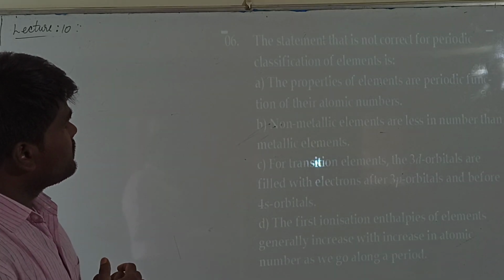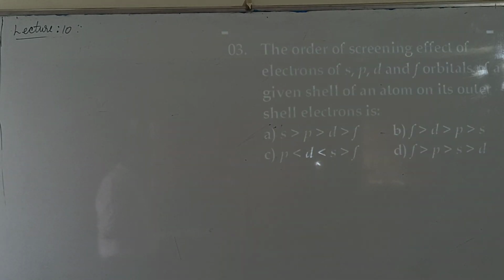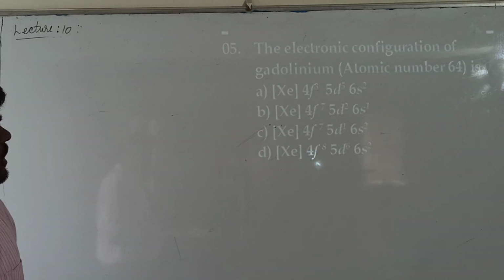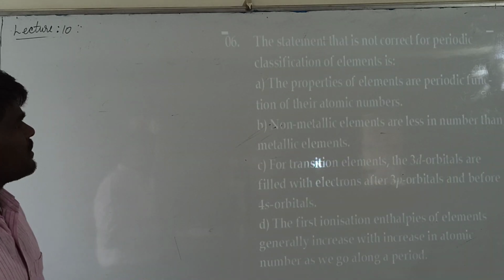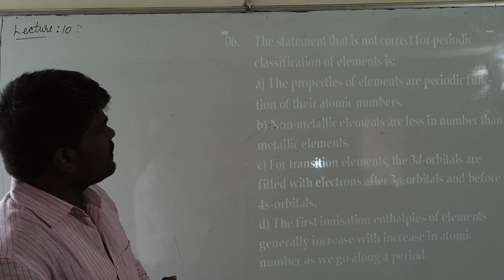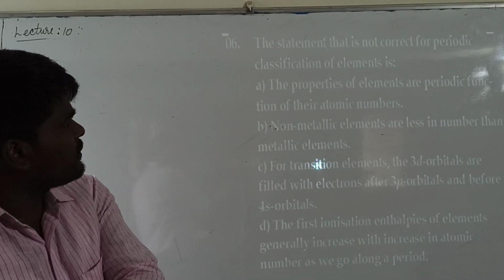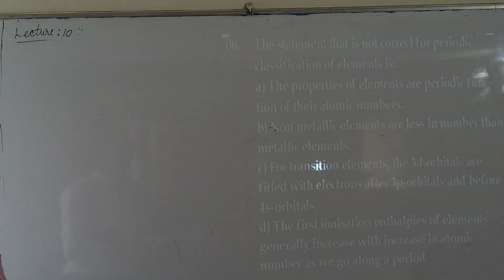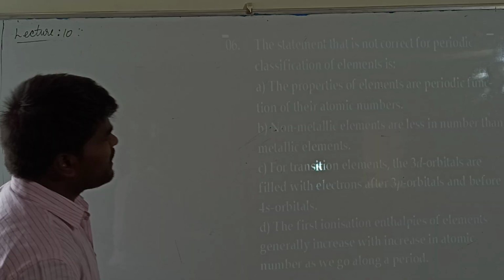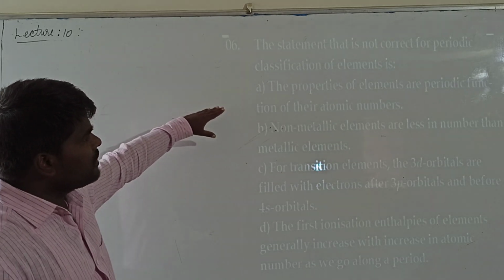One thing you need to remember, guys, these are the questions that we are discussing of level 3, level 3 questions of core material. Here comes one next question. The statement that is not correct for the periodic classification of elements. The properties of elements are periodic function of their atomic number. Is it a correct statement?